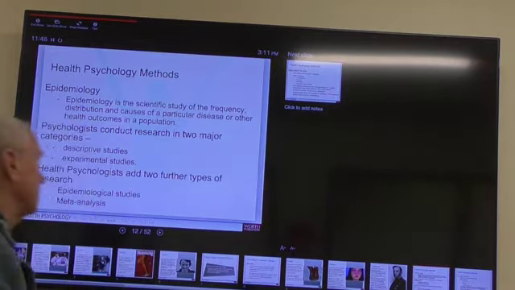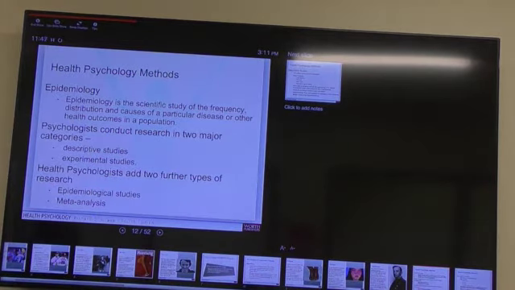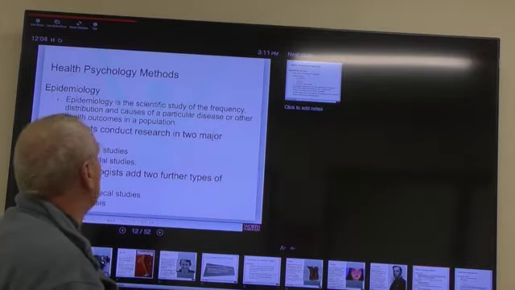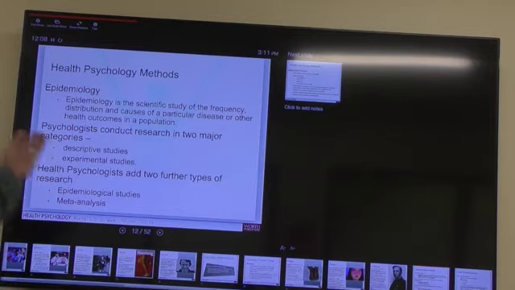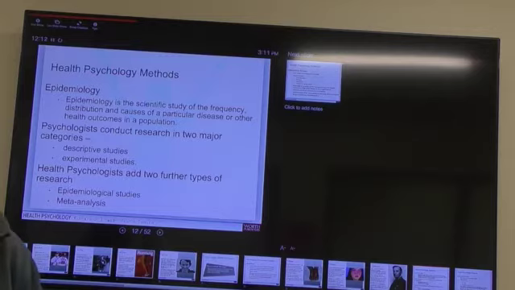As fascinating as all that is. Okay, so how do we know that 84 people have died in China, in the Wuhan province, which is right in the middle of the country? Epidemiology is the scientific study of the frequency, distribution, and causes of a particular disease or other health outcomes in a population. So right now we're looking at the epidemiology of the coronavirus. It's in 13 different countries, and we have 5 cases in the United States.